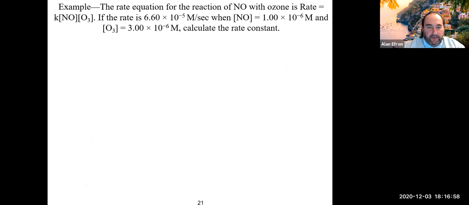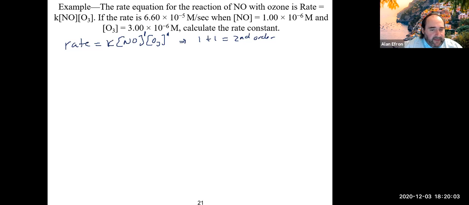So let's see here. Why don't you give this one a go? The rate equation is the rate is equal to k times NO times O3. Again, the orders for each of these is 1 and 1. So the overall reaction here would be second order by adding those together.